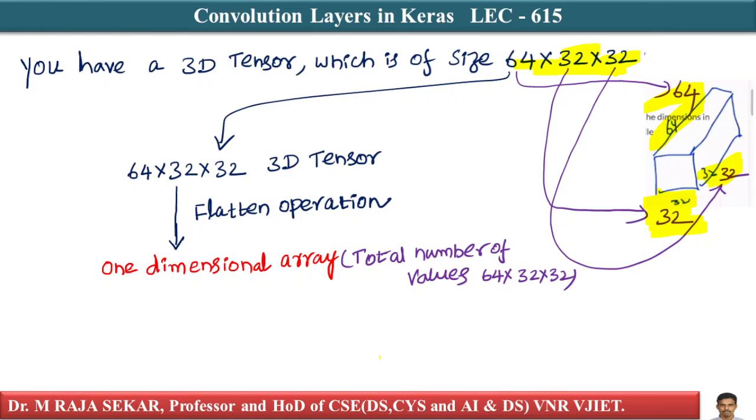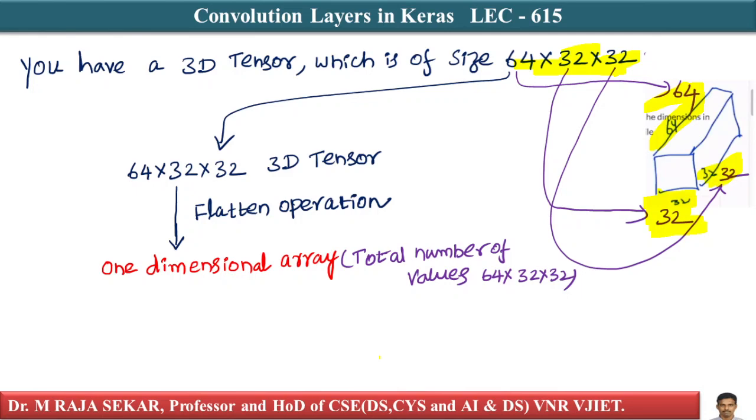And how many values are present here? The total number of values is 64 into 32 into 32. When you flatten this data, these are the total number of values: 64 into 32 into 32.